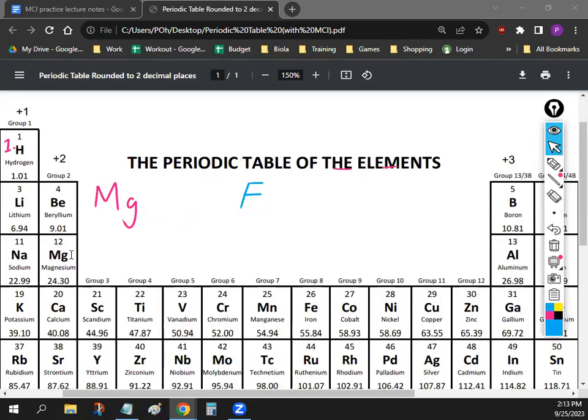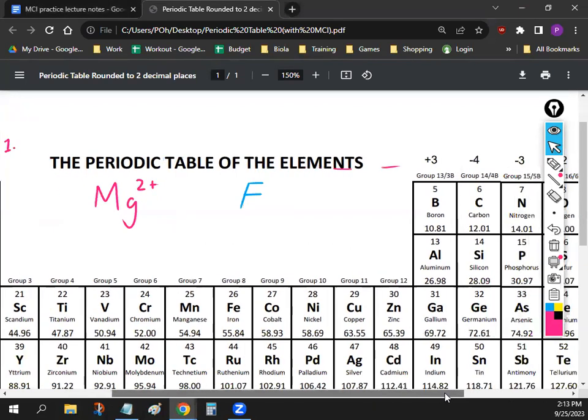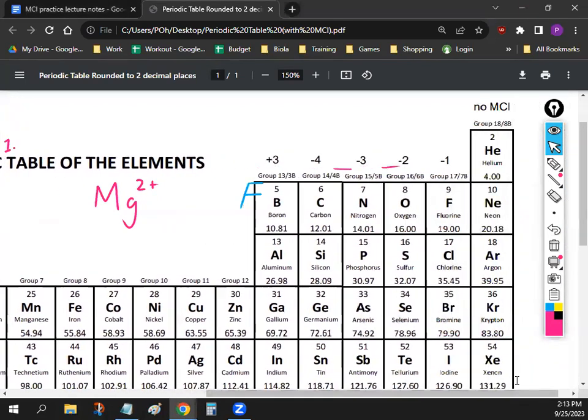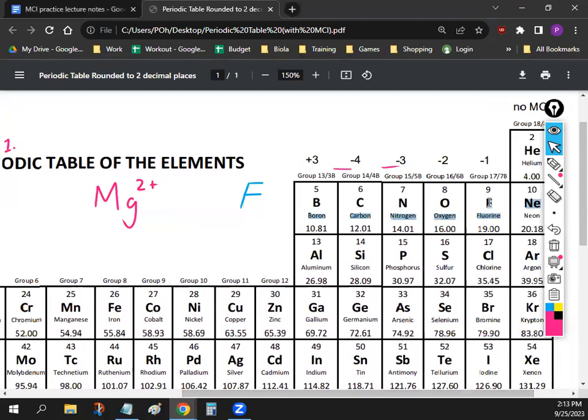Okay, let's take a look at Mg right here. What charge does Mg want to have? Yeah, +2. So we're just going to write Mg 2+. And then if you take a look at F, F is on the other side of the periodic table. F wants to become -1, if you guys see it right here. Okay, so F is going to be -1. So we put a minus sign. Okay, is everybody okay with how we got those?